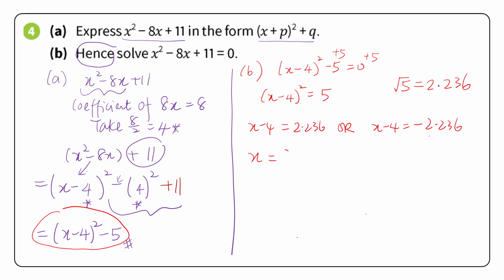So 2.236 plus 4, you get approximately 6.24, or 1.76. Okay, so that's how we do it.